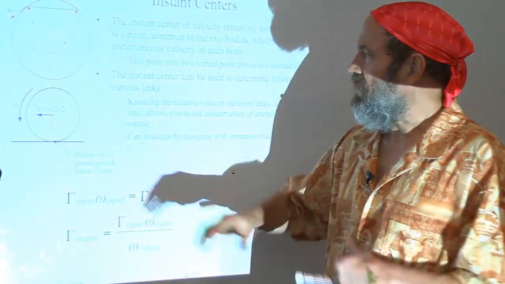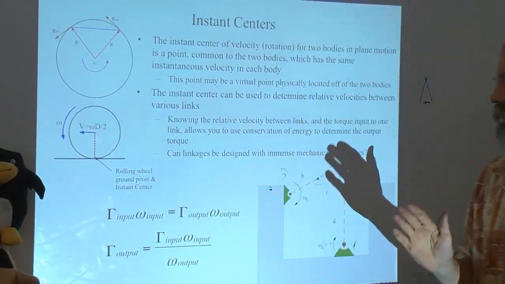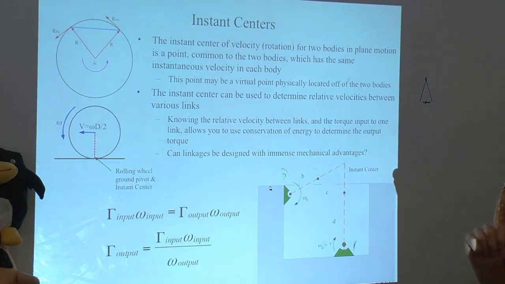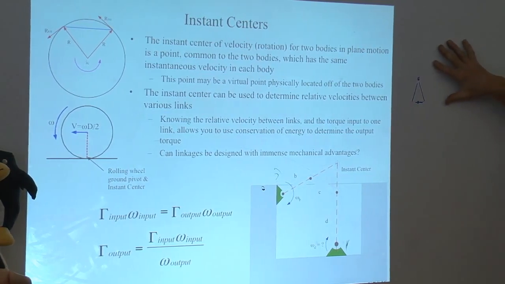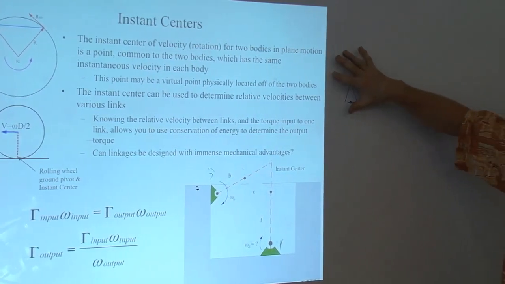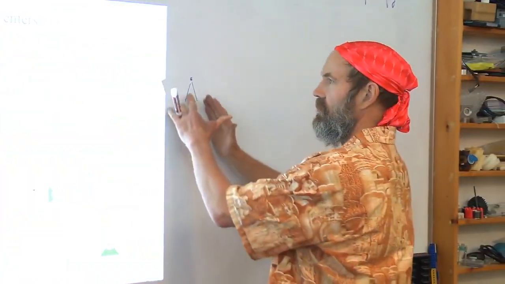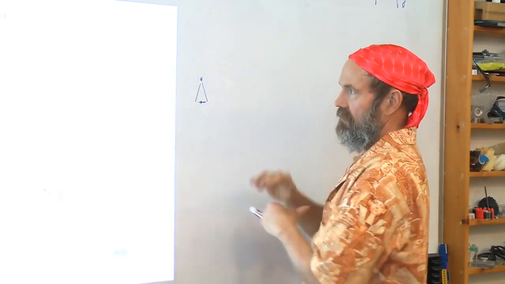You can think about a wheel rolling along on a surface. Where is the pivot point? Where is the instant center? What is actually happening as a wheel is rolling, right? So think about this here. Remember, the instant center of velocity for two bodies in plane motion is a point common to the two bodies which has the same instantaneous velocity in the two bodies. That's why we drew those lines together. Okay? It doesn't necessarily exist on the body, it can be off the body.